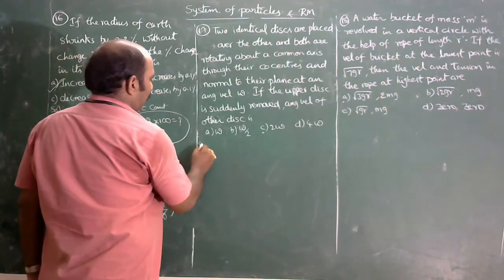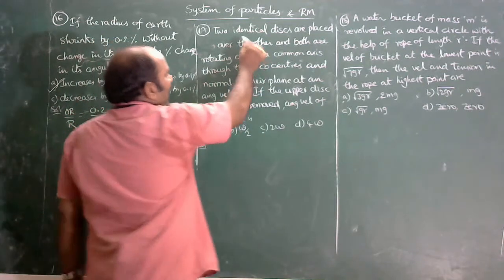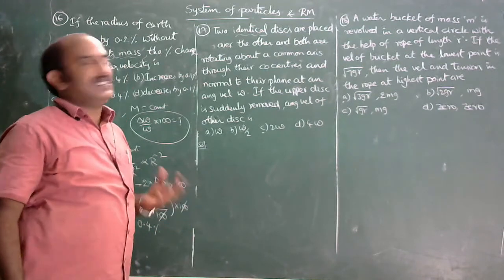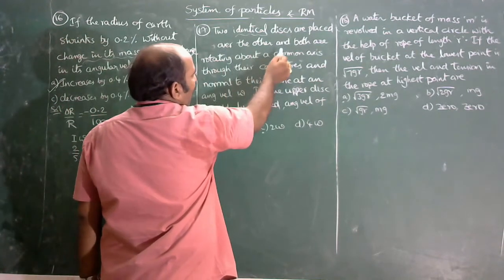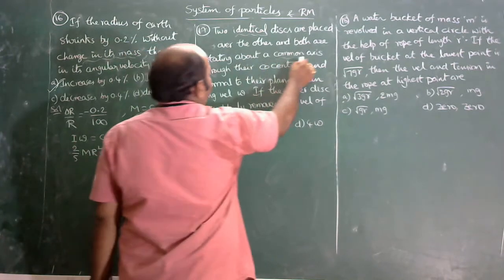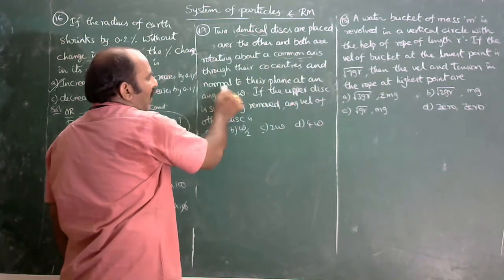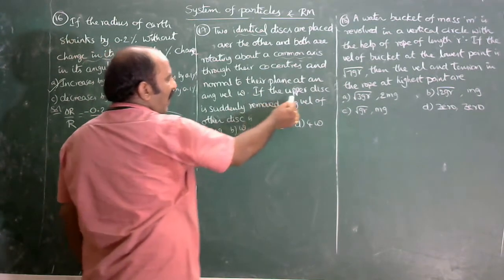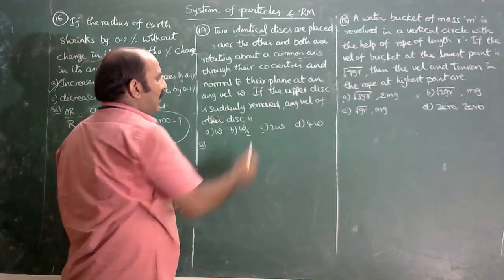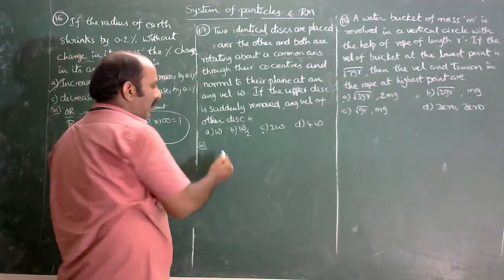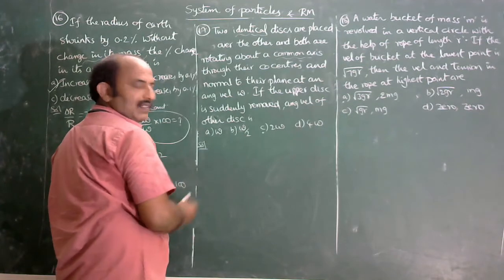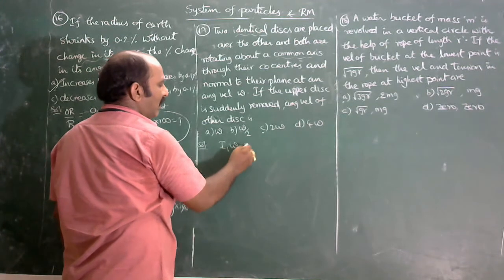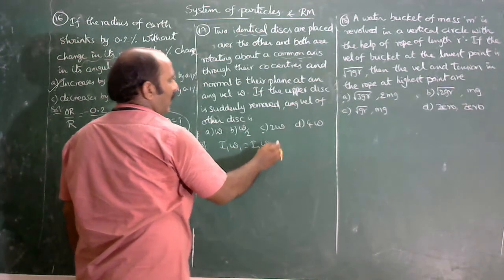Next, see next one. Two identical discs. Identical means their radius is same, thickness is same. Are placed one over the other and both are rotating about a common axis through their centers and normal to their plane at an angular velocity omega. If the upper disk is suddenly removed, the angular velocity of the other disk. Here, external torque is 0. That's why the angular momentum is constant. I1 omega 1 is equal to I2 omega 2.